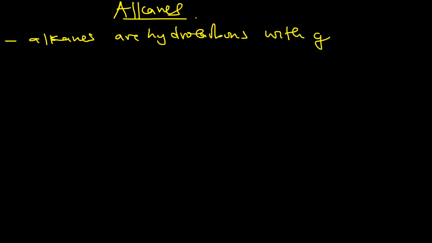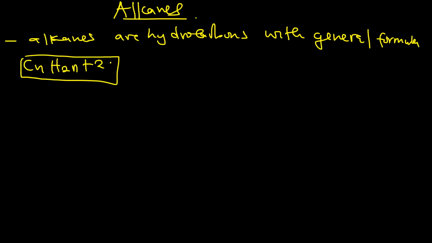What can I say about alkanes? We say alkanes are hydrocarbons with general formula CnH2n+2. This is something that you have to know. Alkanes are hydrocarbons, which means they contain only hydrogen and carbon, with a general formula of CnH2n+2. The other thing you should know is that they are saturated.